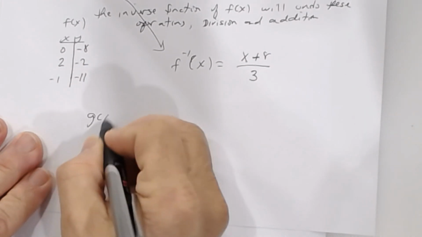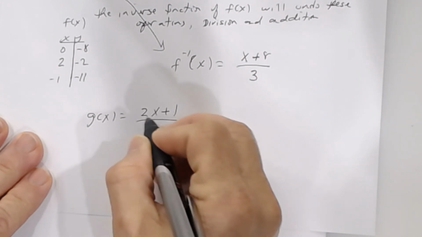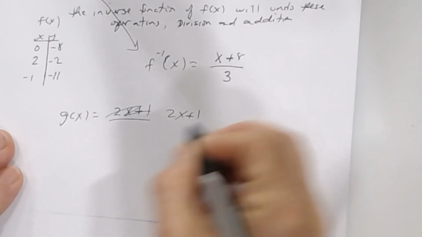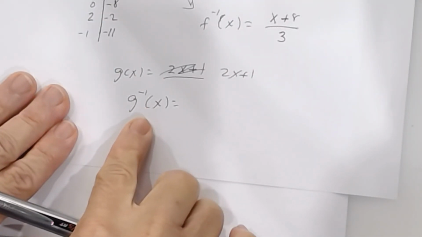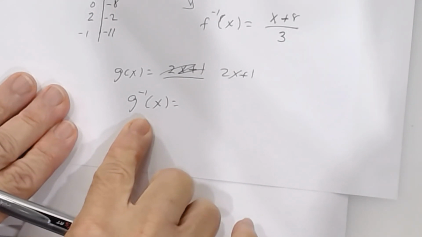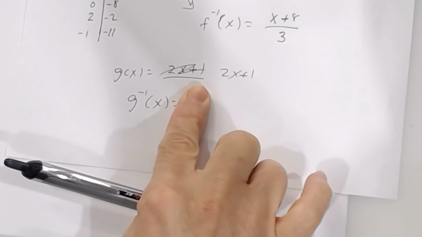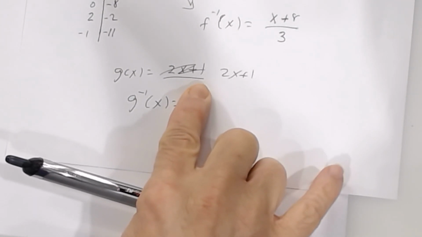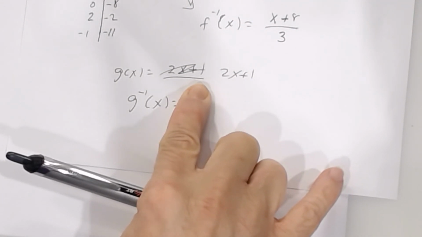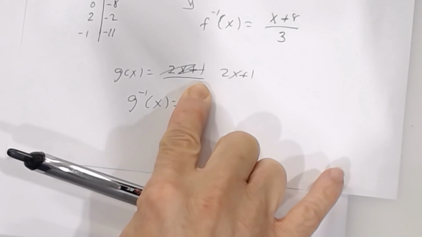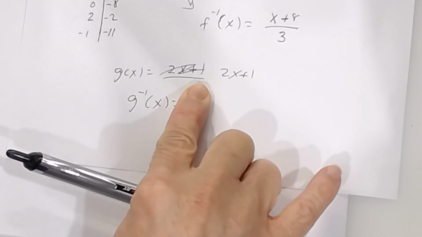All right, now let's try this one. Suppose you're told g of x is 2x plus 1. Now, how do you read this right here? G inverse. So first of all, in order to talk about the inverse, g of x better be 1-to-1. Is it a 1-to-1 function? Yes, because all linear functions are 1-to-1, meaning that for each y coordinate, there's only one x coordinate, except which linear function? Horizontal line.